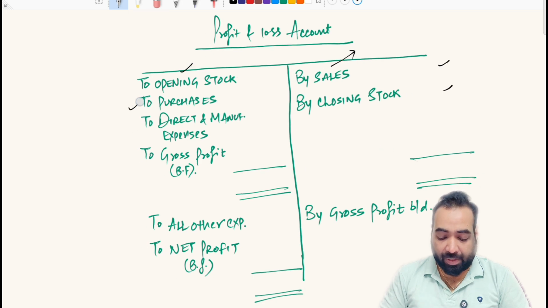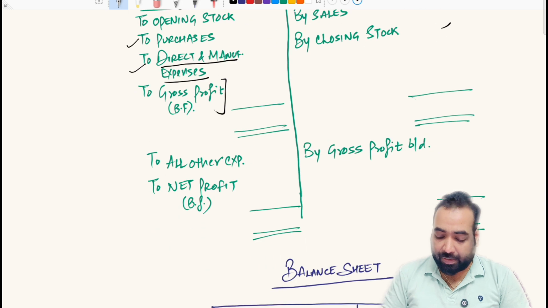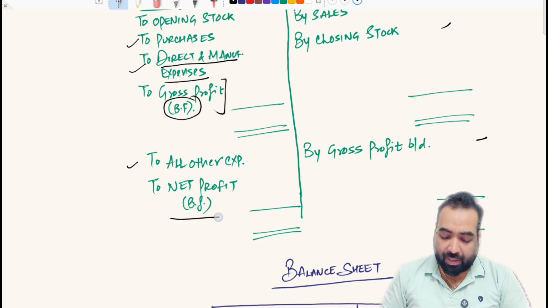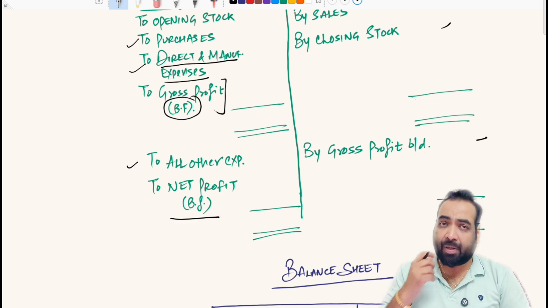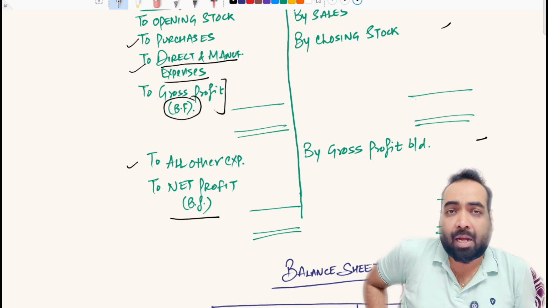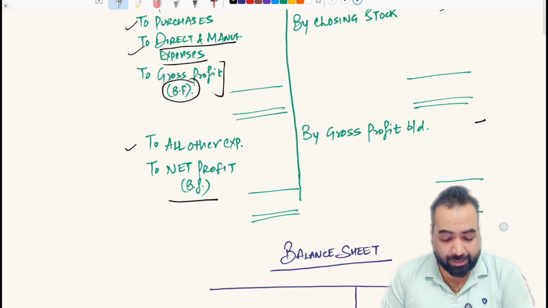This is the opening stock, purchases, all the direct and manufacturing expenses are clubbed in this. And then we come to gross profit, that is the profit that is made on the production of goods. And the same gross profit, which is the balance left, is brought down here. And then all other remaining expenses which are not directly contributing in manufacturing of the product are clubbed here. Then we are left with the net profit part. How much profit at the end is generated by the business after spending all the expenses? This is net profit, right?